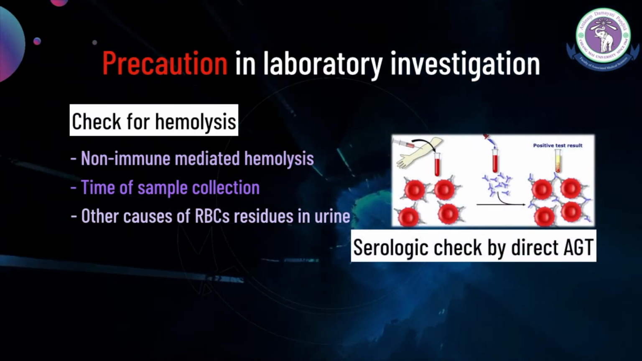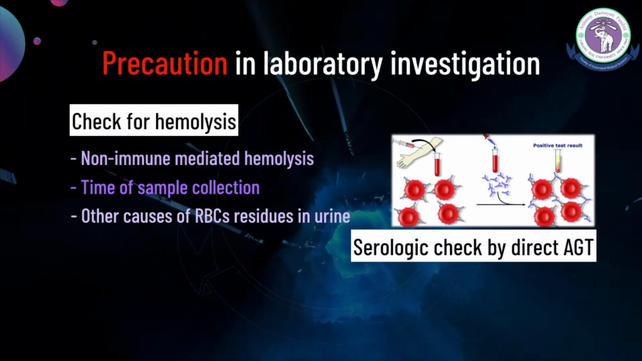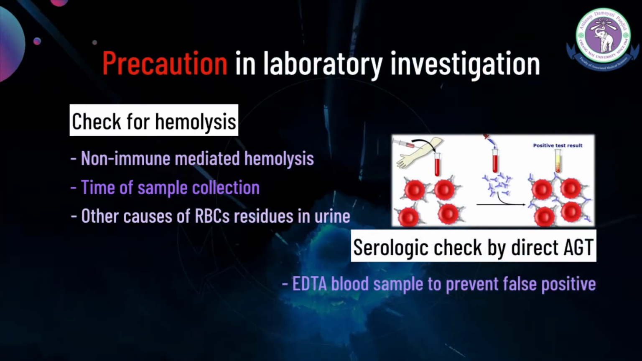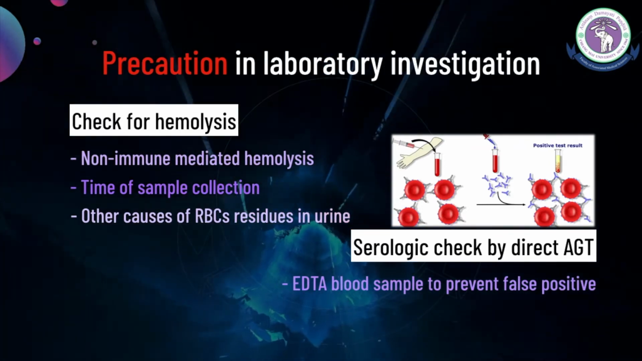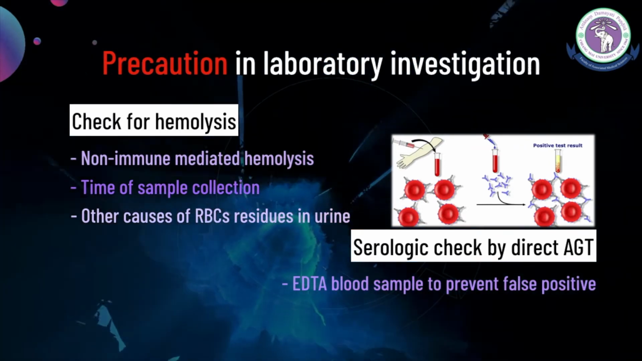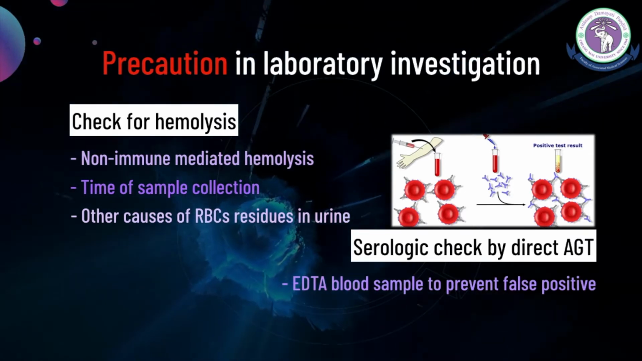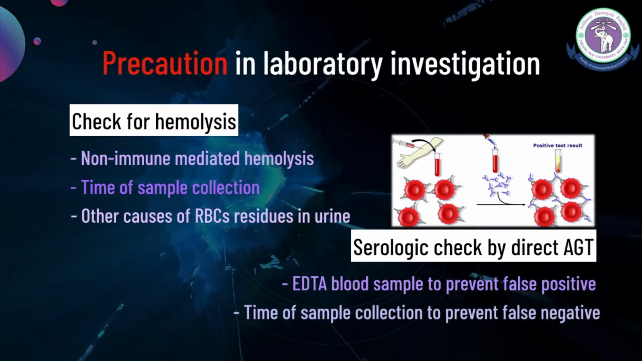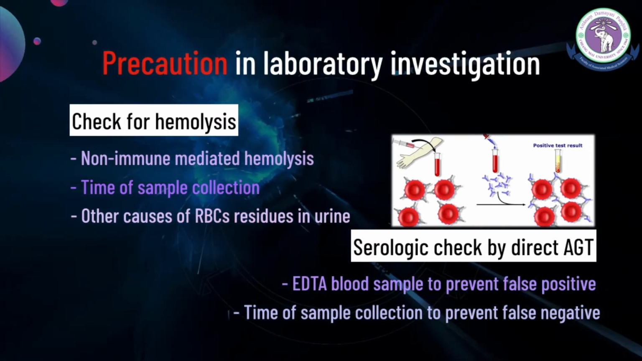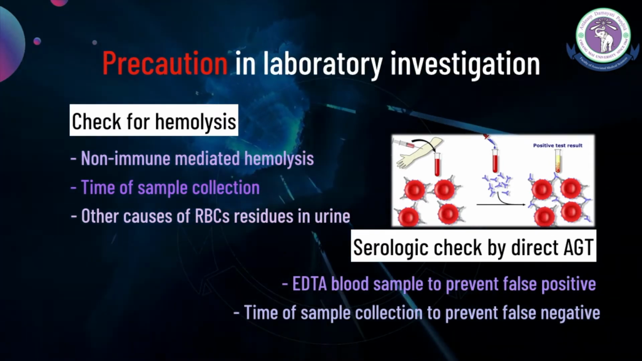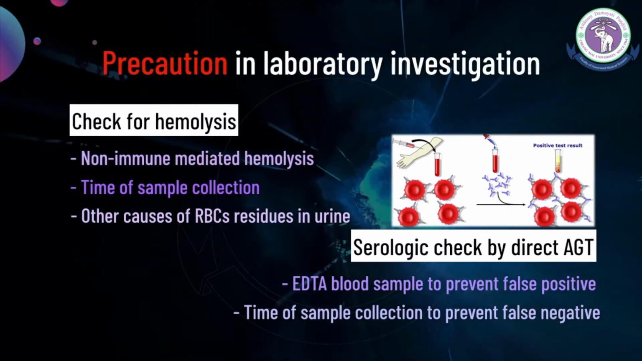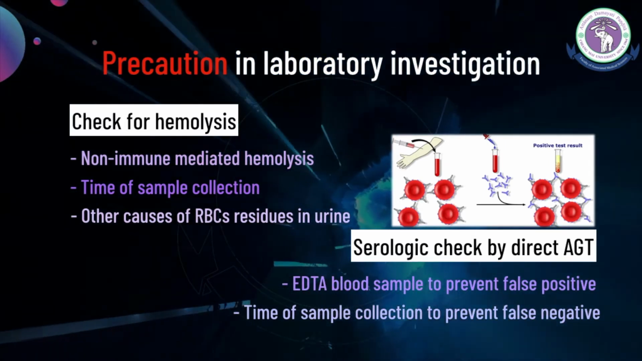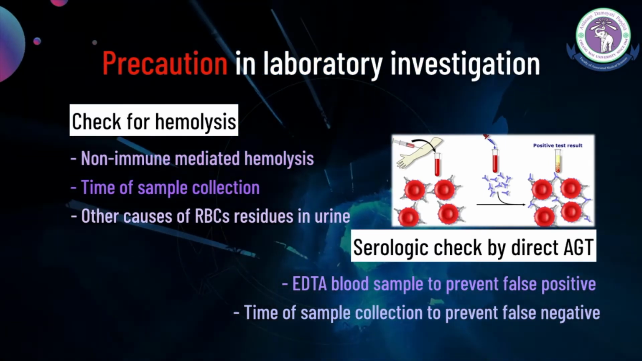Blood sample for the direct antiglobulin test should be collected in an EDTA tube to prevent false positives from complement coating, especially when polyspecific anti-human globulin is used. In addition, because of the rapid lysis of sensitized donor cells, blood samples should be collected as quickly as possible to prevent false negatives, which lead to misinvestigation.